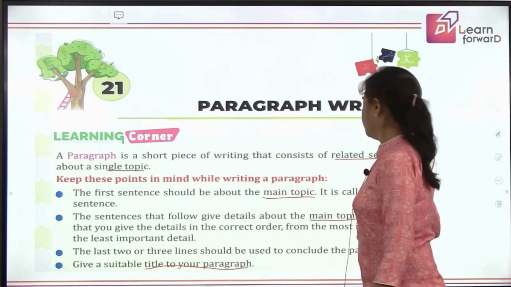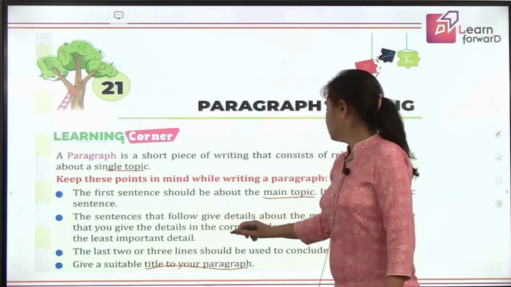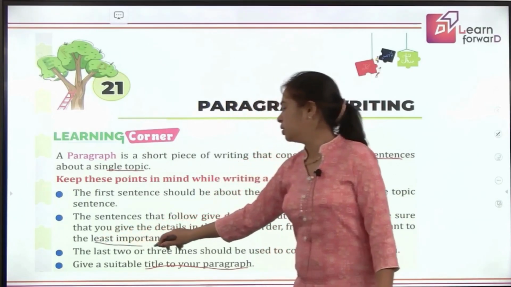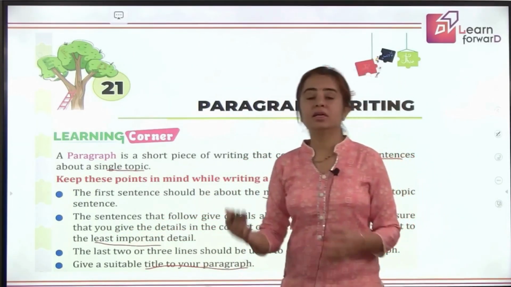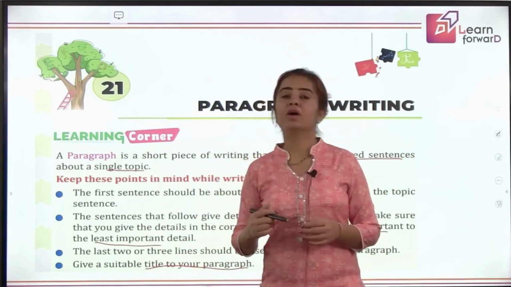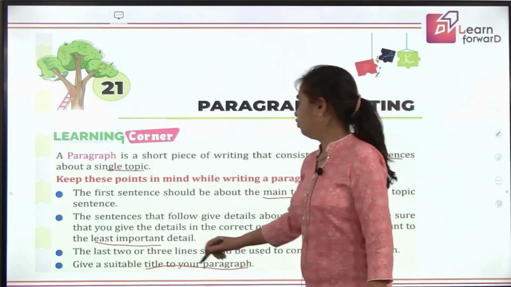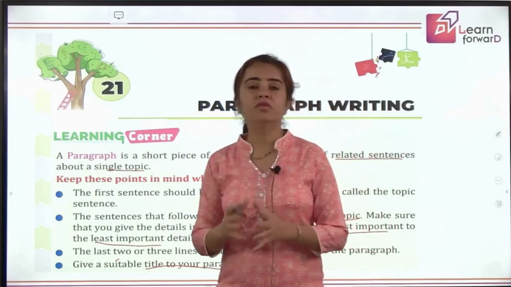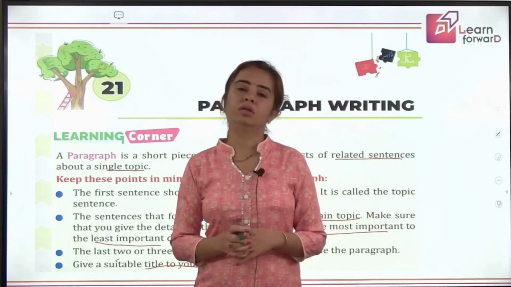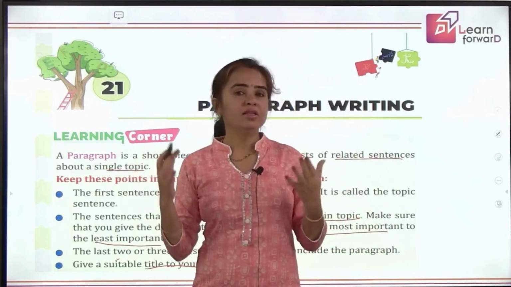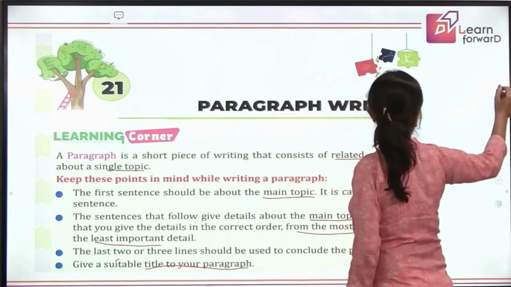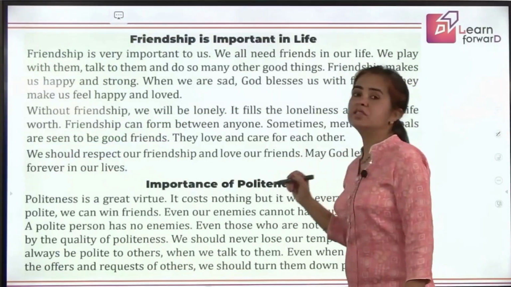We start with the main topic, and then from the most important to the least important details we carry on writing the sentences, just correlating one after the other. And finally, the last 2 or 3 sentences must give the conclusion about that topic. Fine. Is the structure clear to you? Okay. Then let's have a look at few examples on how to write paragraphs.